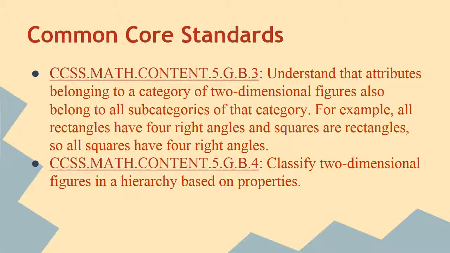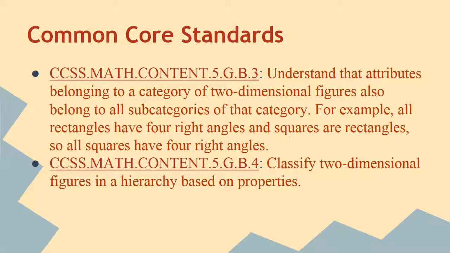So this unit is referring to 2 Common Core standards in the 5th grade math curriculum. The first one is understanding that attributes help two-dimensional figures belong to a category and also subcategories. The example that they give is that all rectangles have 4 angles and squares are rectangles, so all squares have 4 right angles. This unit is really getting at the understanding that squares can be rectangles. Things can have 2 names.